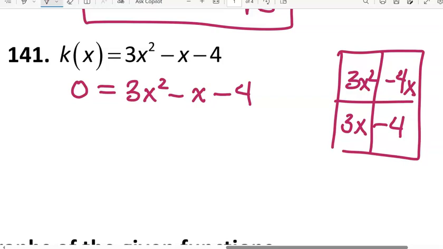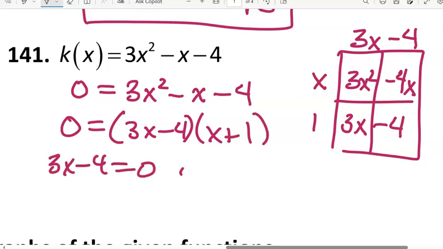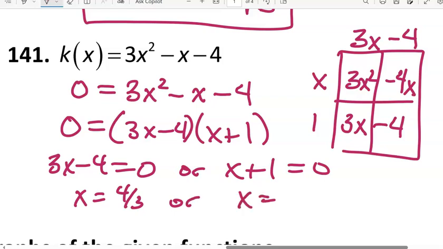Now factoring the left column, the greatest common factor is 3x. The right column, greatest common factor is negative 4, and the top row common factor is x, and bottom row common factor is 1. So 0 is equal to (3x minus 4) times (x plus 1). And so either 3x minus 4 is equal to 0 or x plus 1 is equal to 0. And that's going to give us x values of 4/3 or negative 1.